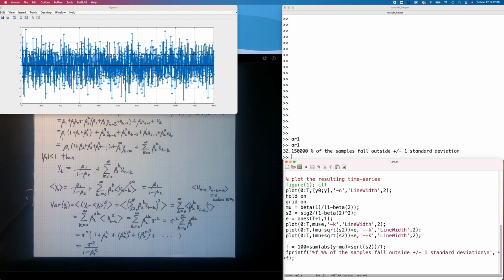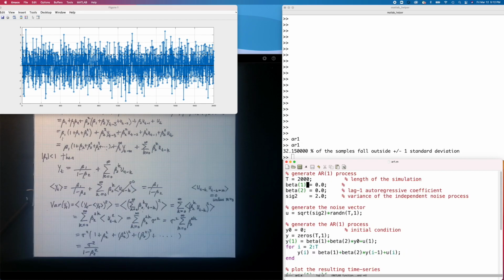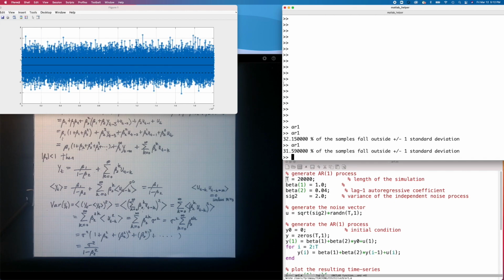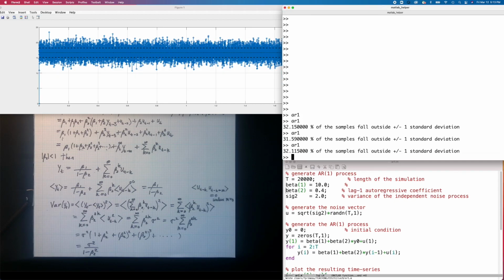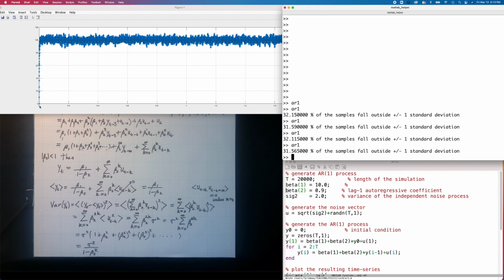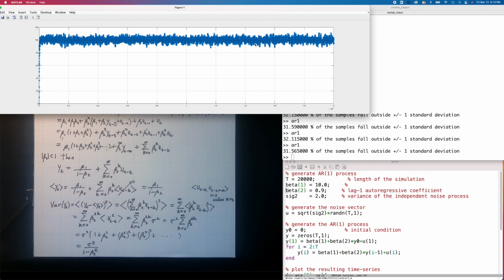Now let's go and change our parameters. So let's pick beta 1 equals 1, beta 2 equals 0.4. That looks about right. Now the mean, 0 is here and the mean is up here, so the mean is not exactly 0. Let's increase it even more. And it still looks pretty good, about 32%, more or less right. And so you have this brief period of spin up, but then you converge to the stationary state.